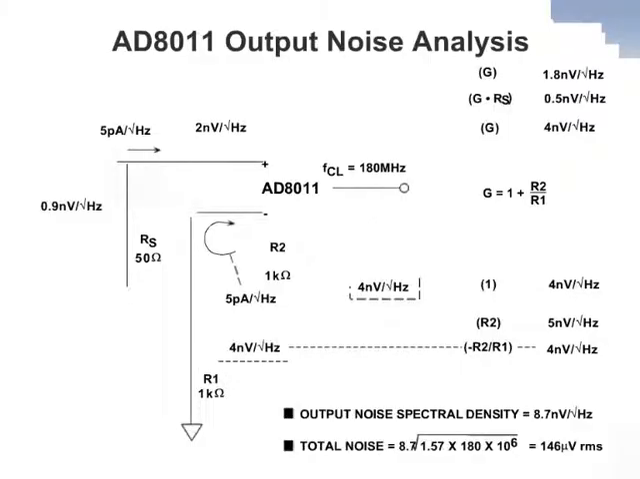This figure shows an example of a calculation of total output noise for the AD8011 CFB op-amp. All 6 possible sources are included in the calculation.